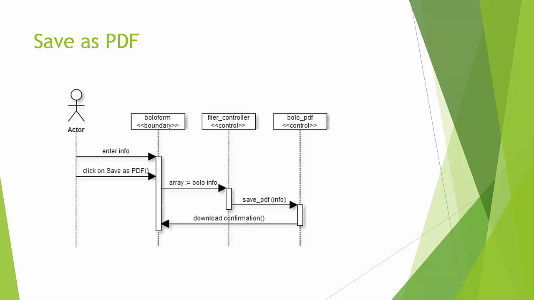This one is the save as a PDF sequence diagram. We see here that an actor is in the BOLO form where they enter all of the information and then they click on the Save as a PDF button. This will go to the controller, and the controller gets the necessary information to create the PDF and automatically download the confirmation.